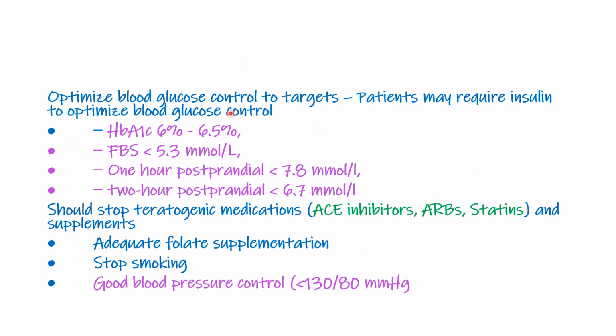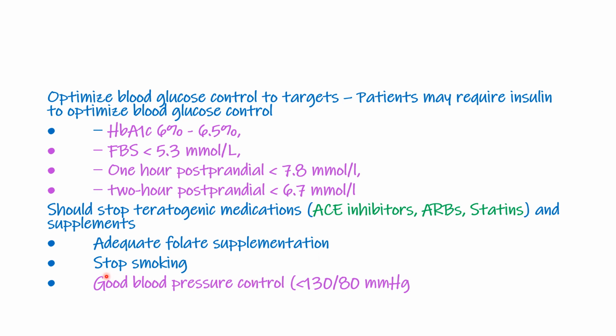So to optimize our blood glucose targets, some patients may require insulin. As I've already mentioned before, HbA1c should be 6 to 6.5, fasting should be less than 5.3, 1 hour postprandial should be 7.8, and 2 hours postprandial should be less than 6. In addition to that, you stop teratogenic medications such as ACE inhibitors, ARBs, and statins. So I'm going to give you a homework. Go and find the teratogenic medications, which include warfarin among others, thalidomide. Go and search.